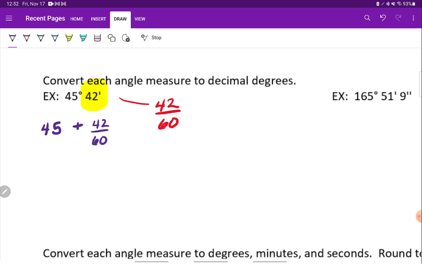I would put this whole thing in my calculator all at one time. 45 plus 42 divided by 60, and we end up with 45.7 degrees.